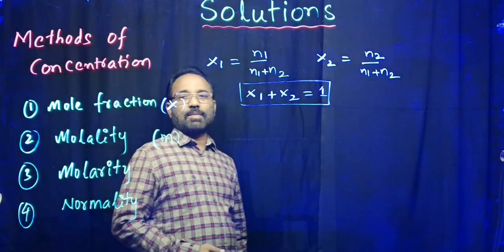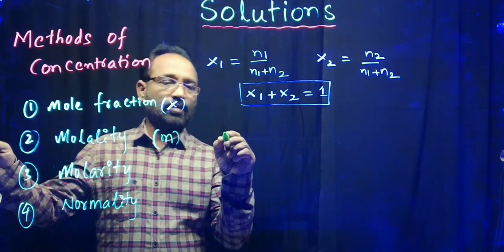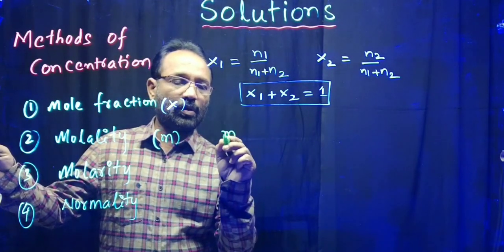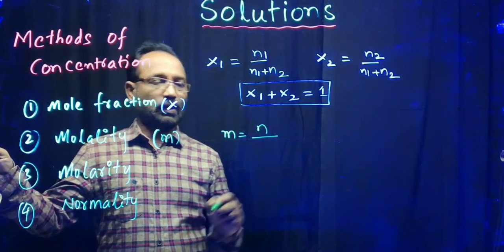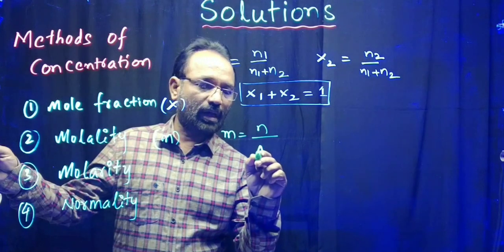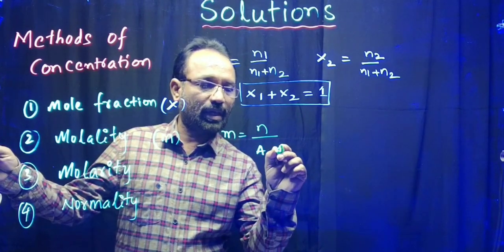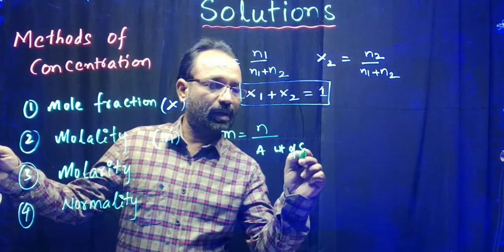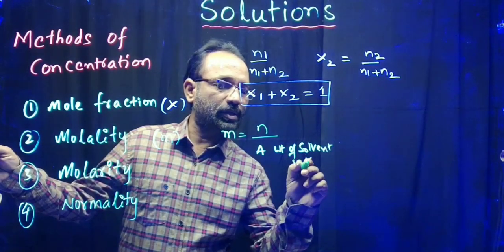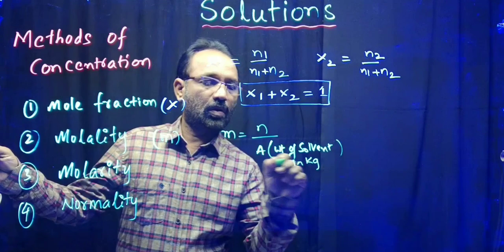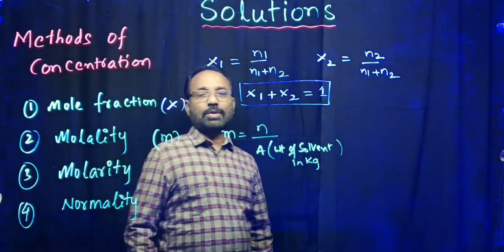Molality is expressed by small m. Here molality, small m, equals n by A, that is the number of moles of solute by the weight of solvent in kilogram. What is the A? Weight of solvent in kg. So molality equals n by A.